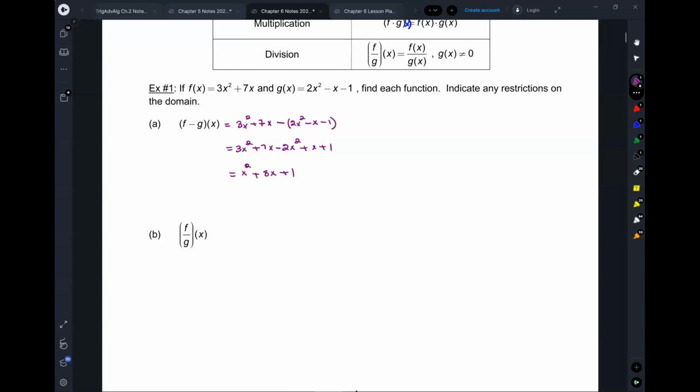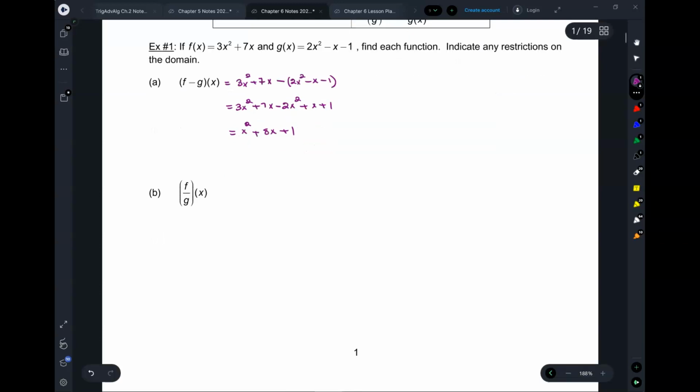So let's look at just f of x. What's the domain for f of x? All real numbers. What's the domain for g of x? And then what's the domain for f minus g of x? All real numbers again, because it's a polynomial function, right? Look at f of x, 3x squared plus 7x. Is there any x value that when you plug it into f of x, you'll get undefined? No. That's how you know the domain is all reals, because any values of x work for it.